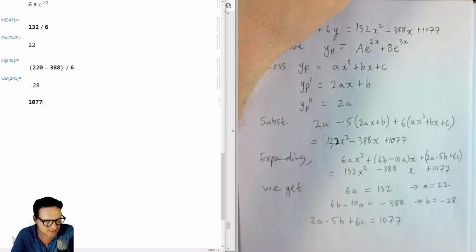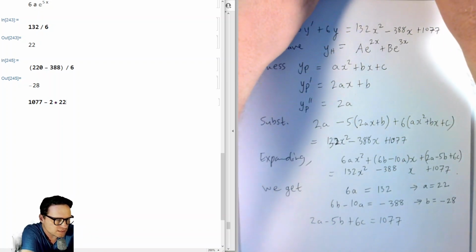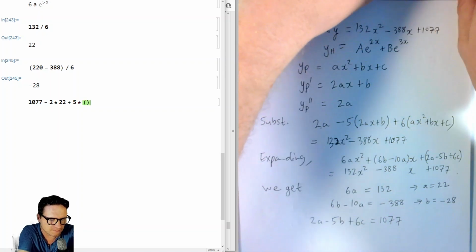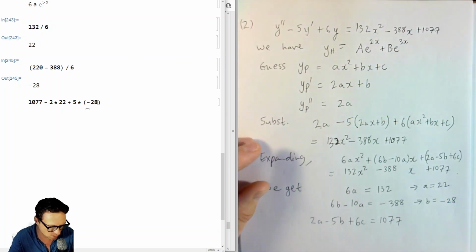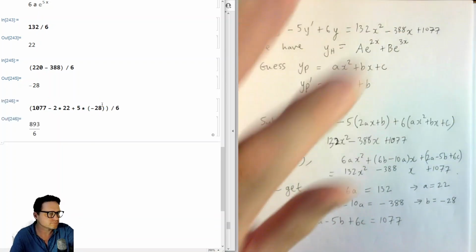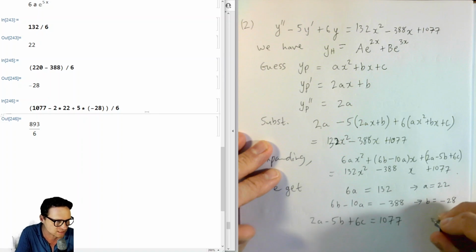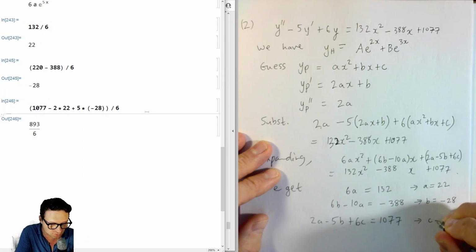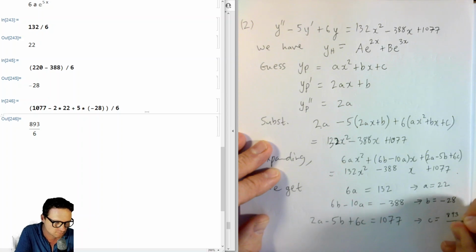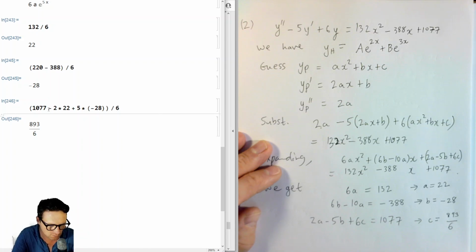So C will be 1077 minus 2 times A plus 5 times B, and then that's all divided by 6. Okay, so it looks like we get 893 over 6 for C, if I've done that calculation correctly. I think so. All right, but let me know if I'm wrong.